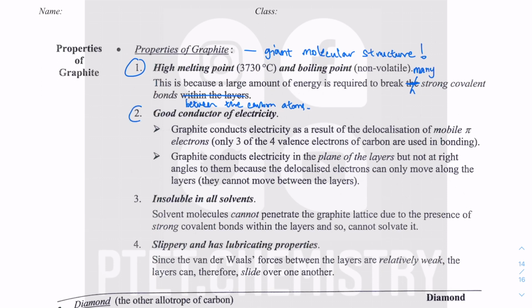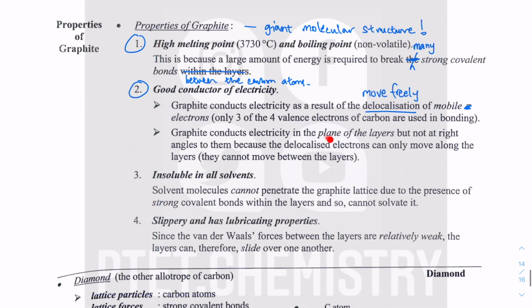In addition to what I said just now about electrical conductivity, you have to be able to explain in terms of graphite. In graphite, only 3 out of 4 valence electrons on the carbon are used in bonding. So 1 free electron per carbon atom means that it can delocalize freely. Delocalize means move freely, of course only along the layers. I don't care about this term pi. You don't really need it for your O-level or IGCSE. They only conduct electricity in the plane of the layer, but not at right angles, that is between the layers, because the electrons can only flow along the layers but not between the layers.